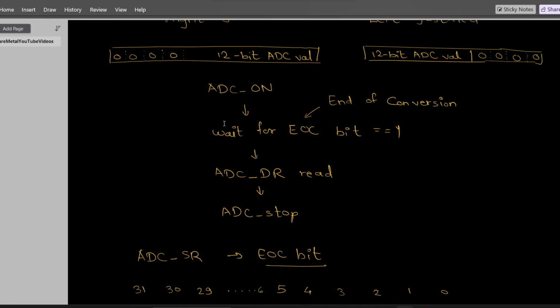Step 3 is to wait for the result, that is, wait for the end of conversion. We need to know when the conversion finishes. This is in the status register. We will see each register, how it is and where it is.